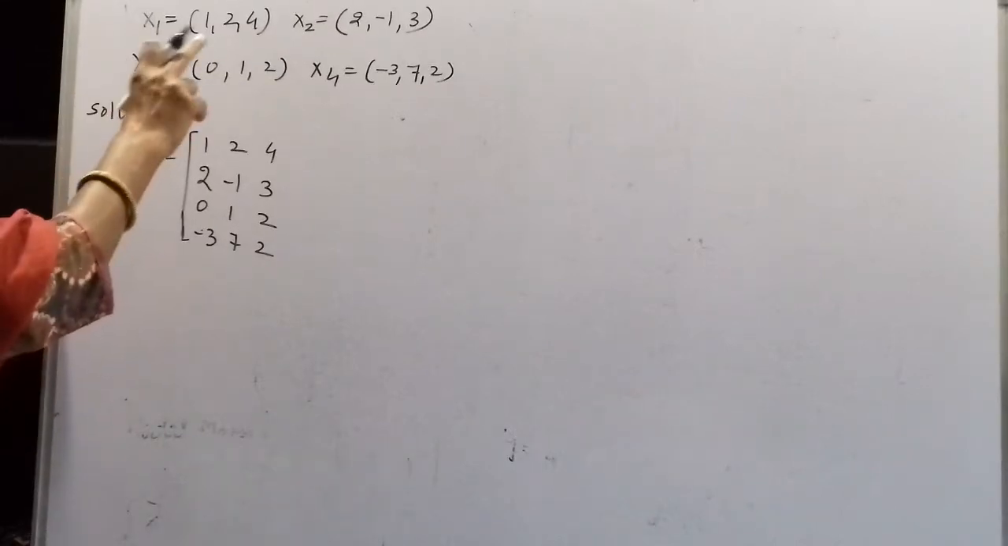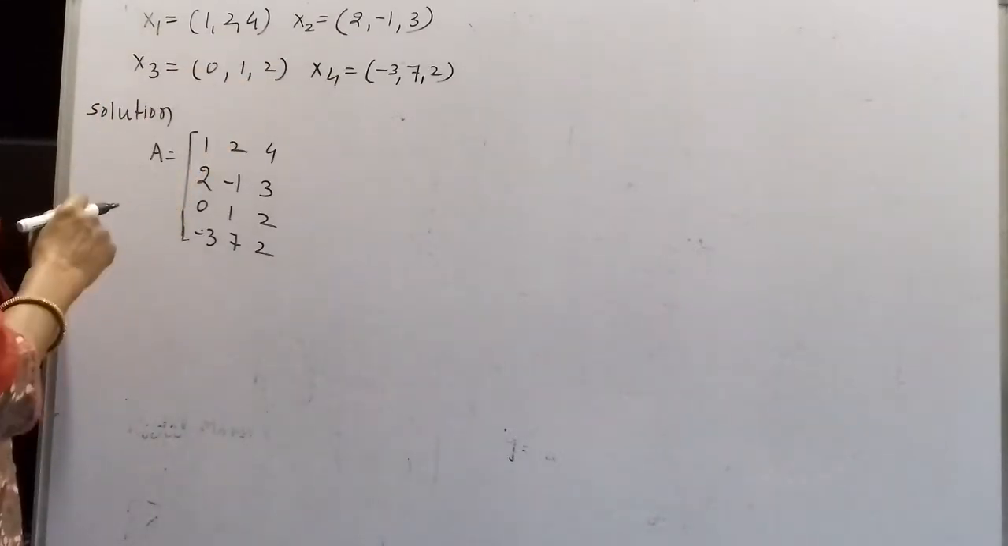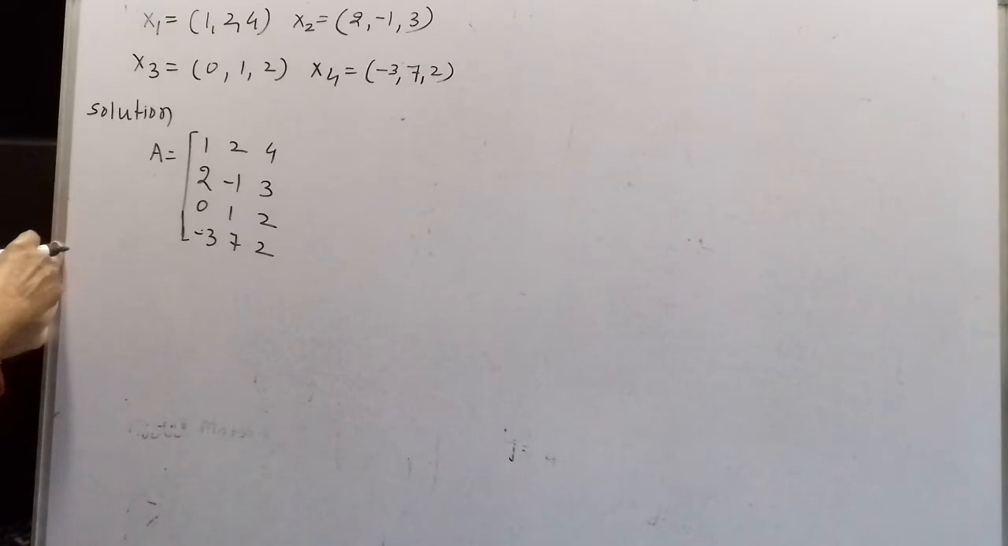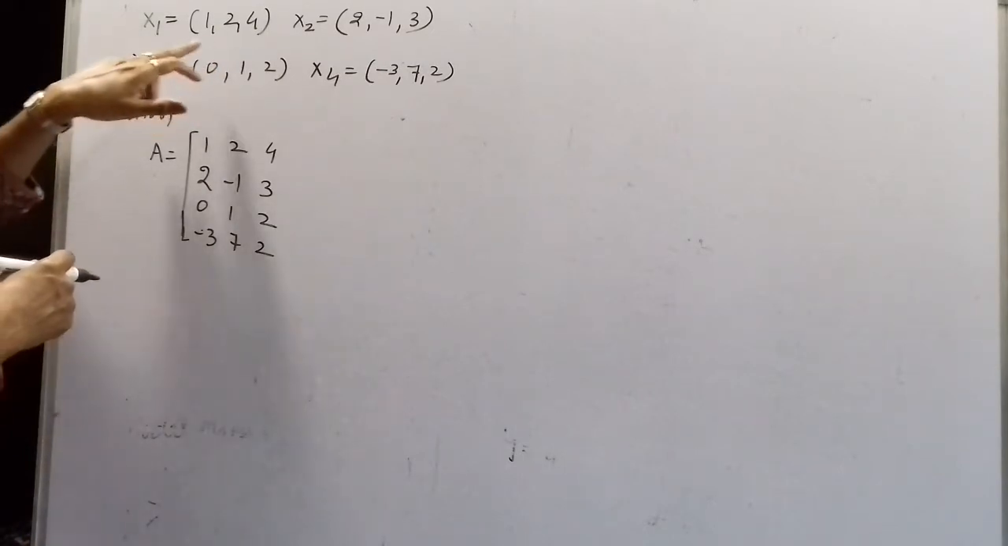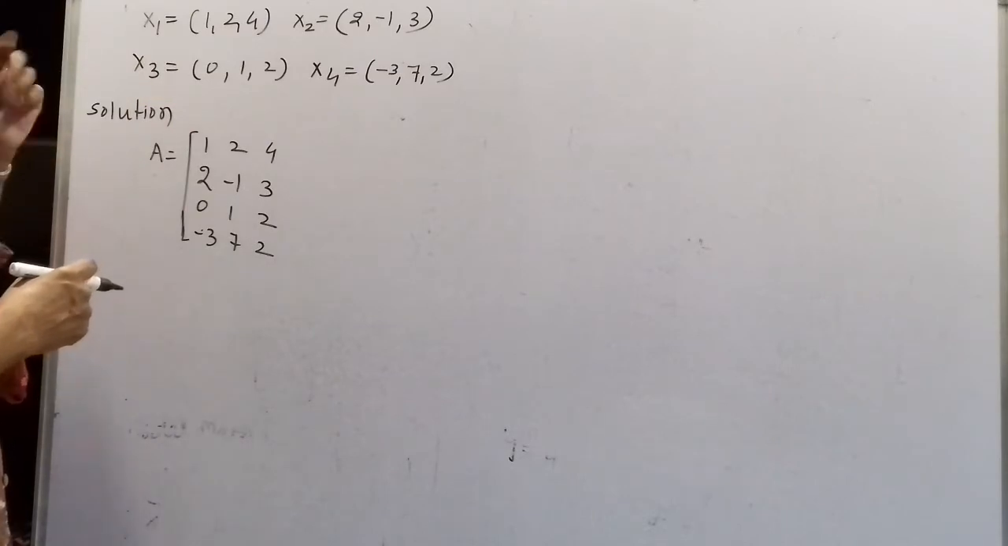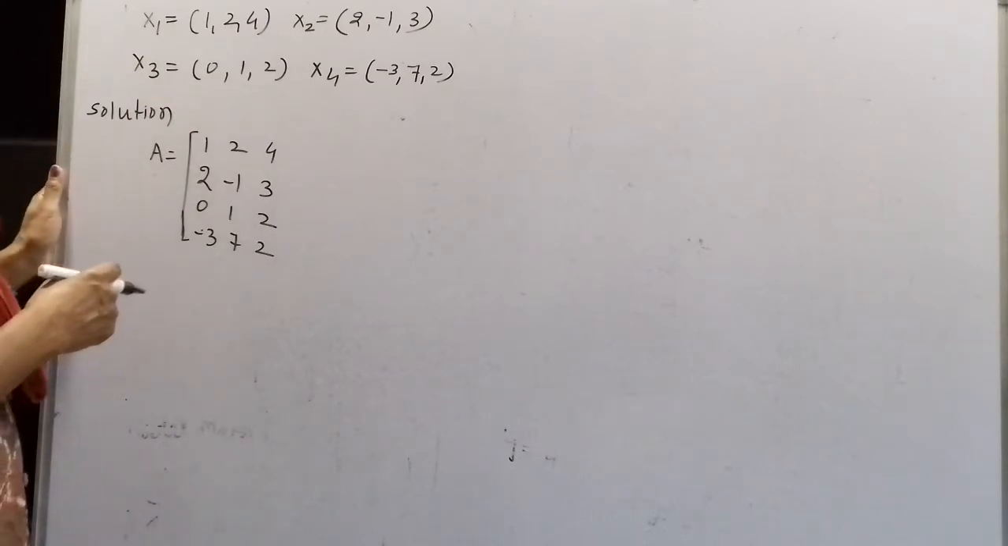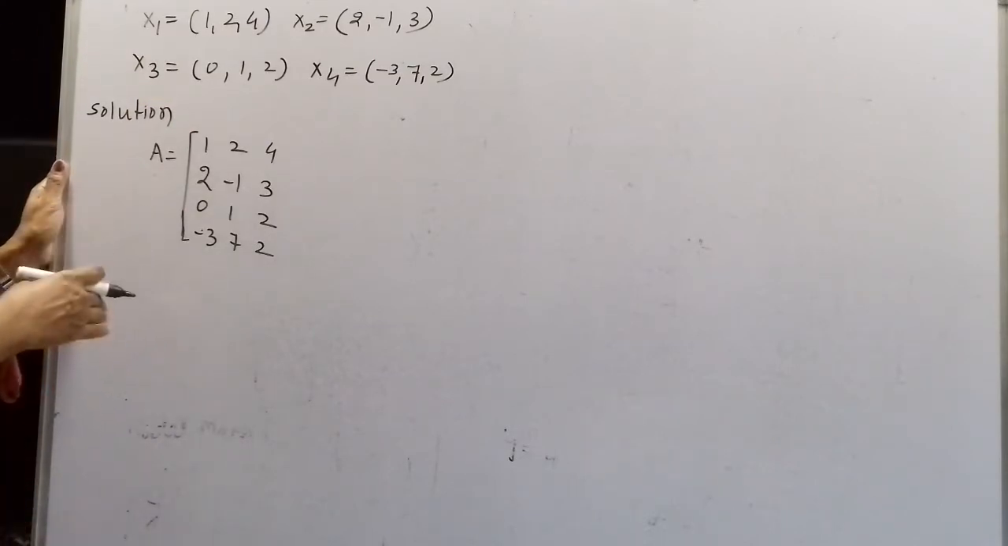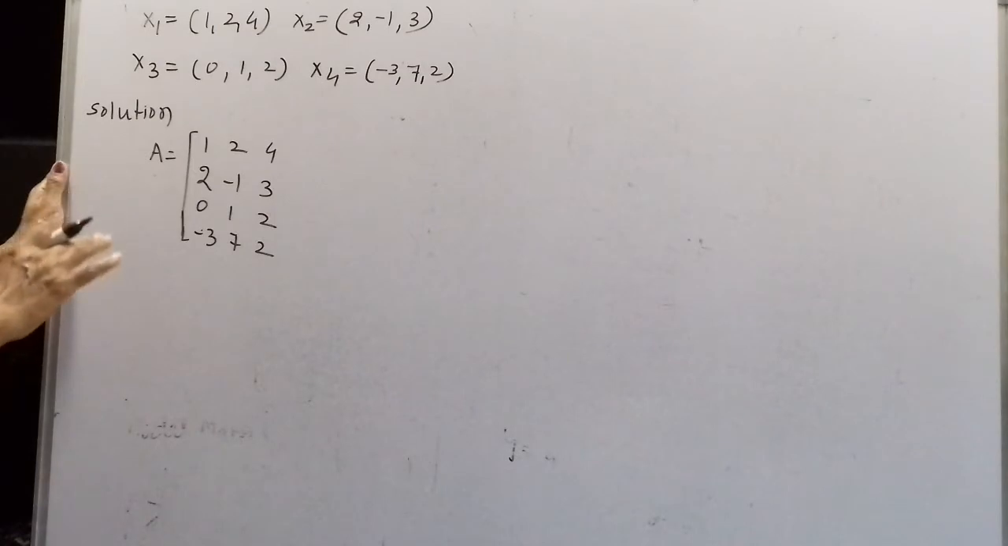Find the linear dependency of these four vectors. Are they dependent or independent? Is there a relation between these four vectors using scalars k1, k2, k3, k4? We have to find that relation, that is, the values of k1, k2, k3, k4, or show they are independent. We have to check it.